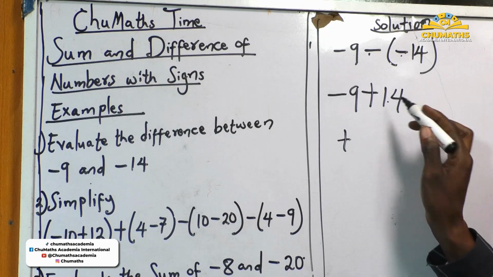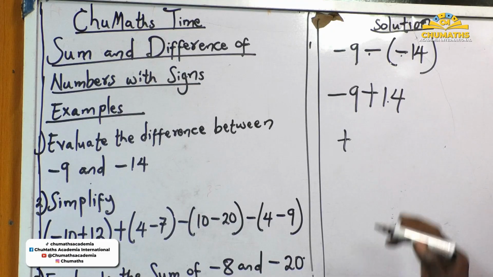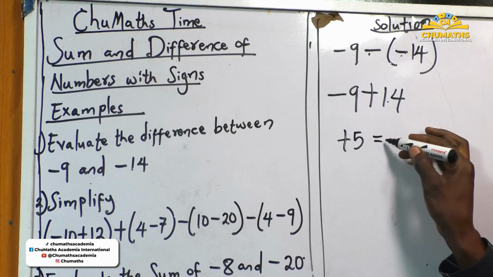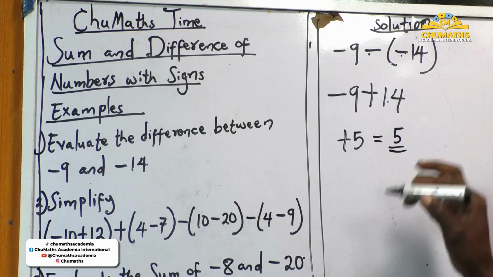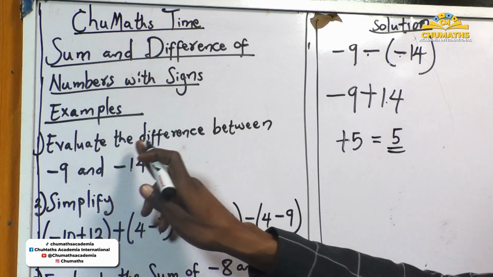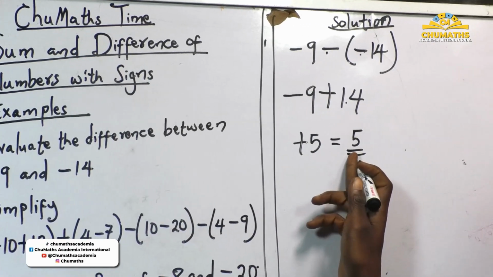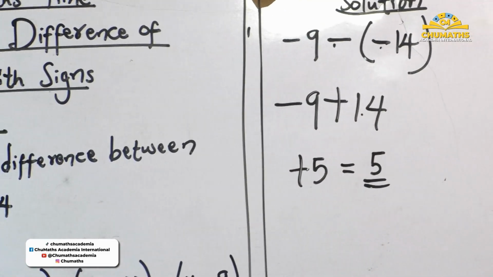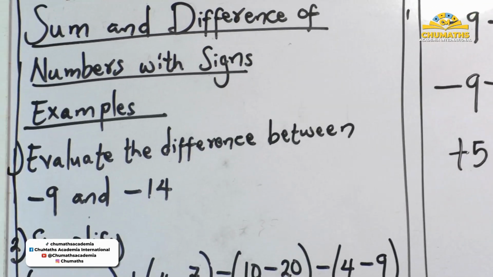So we are going to subtract. That means 14 minus 9, and 14 minus 9 is 5. So your answer is plus 5, and we established that plus 5 also means 5. I hope you are following me. This is how it is gotten. So the difference between this and this is 5. This minus is gotten from the word difference. Now let's look at the number 2 question.